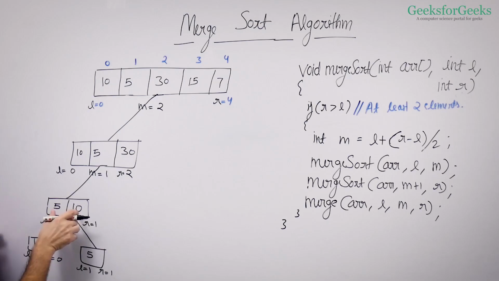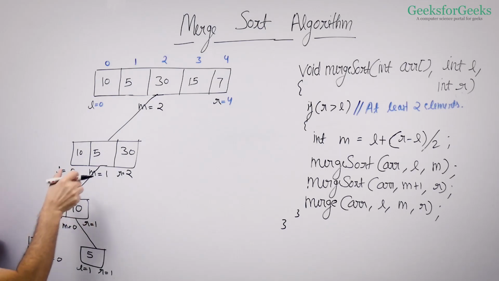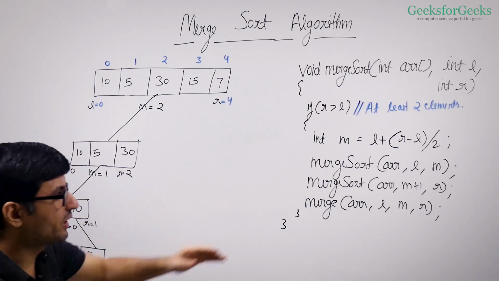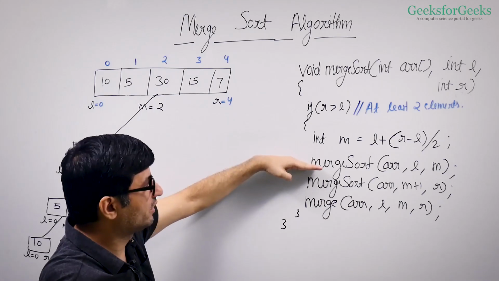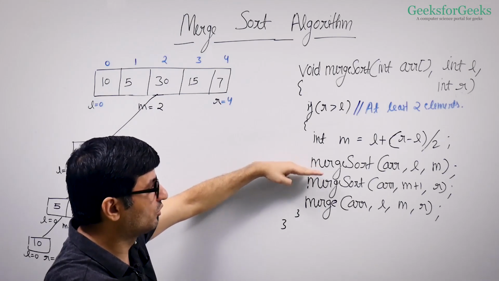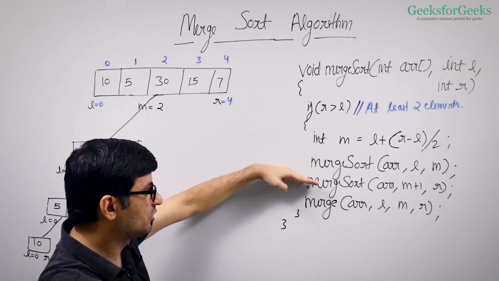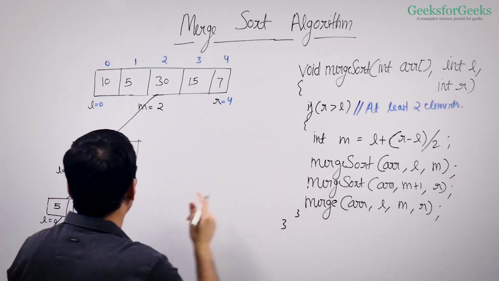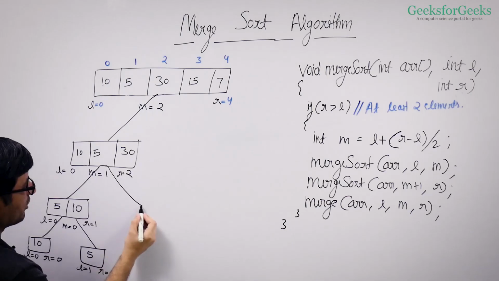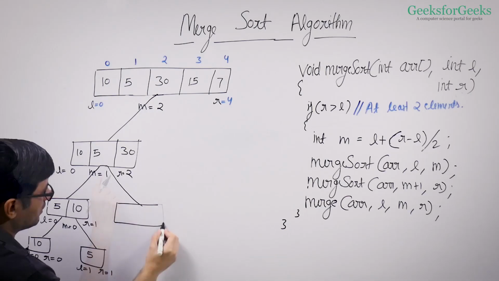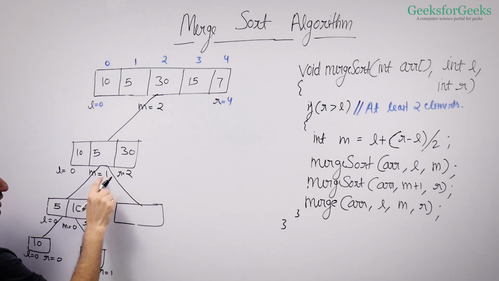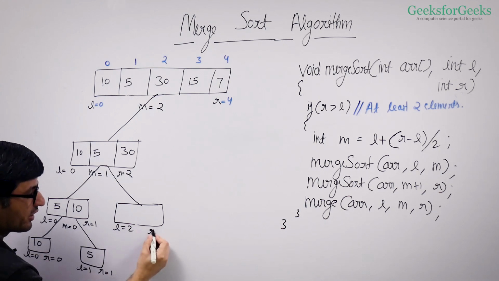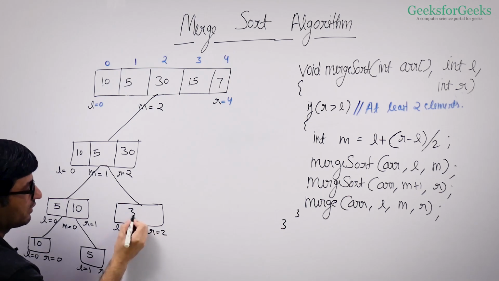Now it finishes, so control comes back to the parent. Now parent call which was waiting here for the left call to be over, now it makes a call to the right child, the other recursive call, right? So it makes a recursive call for m plus 1 to r. M is 1, m plus 1 is 2. So your L is 2 and r is 2, which is 30.